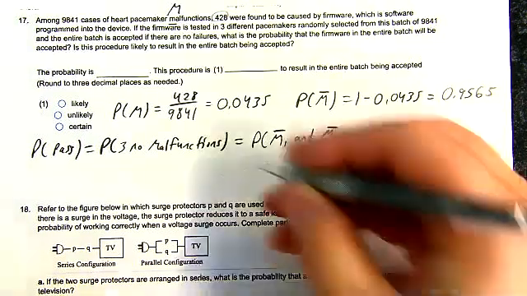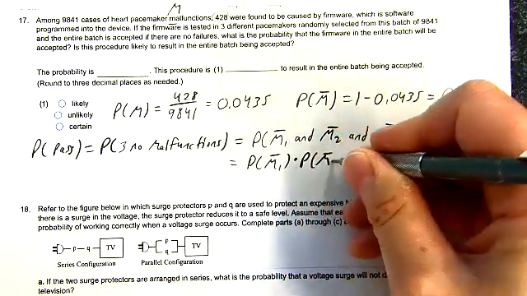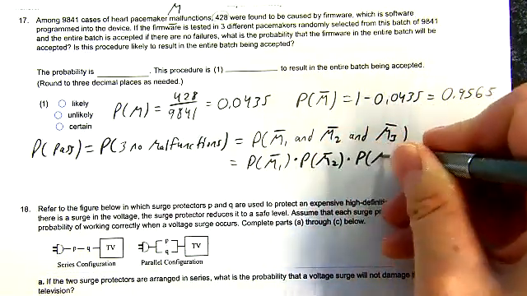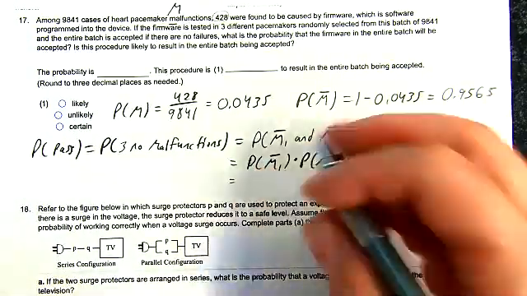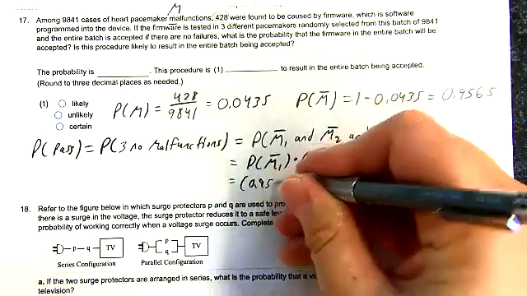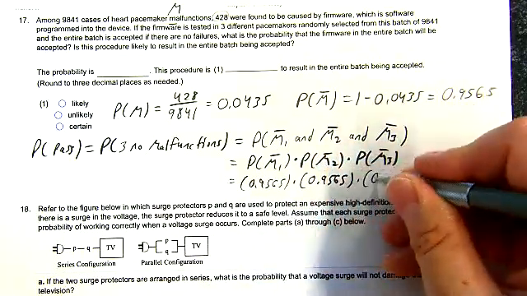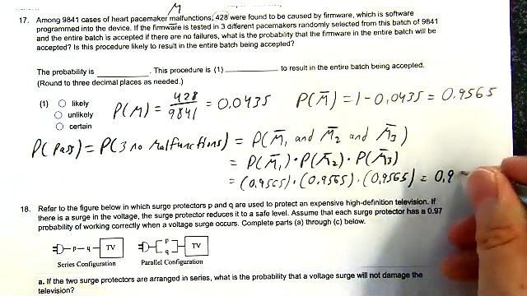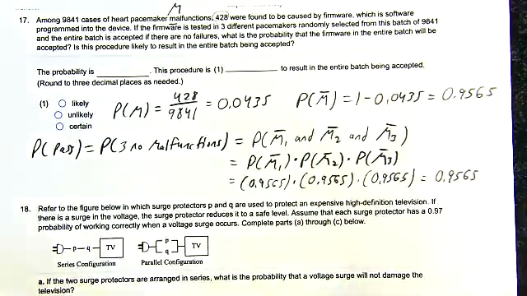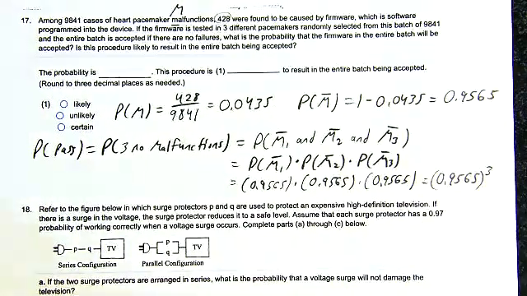So this would just be equal to the first one doesn't malfunction times the second one doesn't malfunction times the third one doesn't malfunction. And these probabilities do not change, so they're all 0.9565. So it's 0.9565 times 0.9565 times 0.9565, and there is an easier way to do this. What would it be? 0.9565 to the third power. Make your life easier. That way you only have to type that decimal number once.